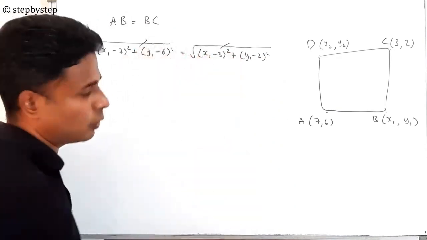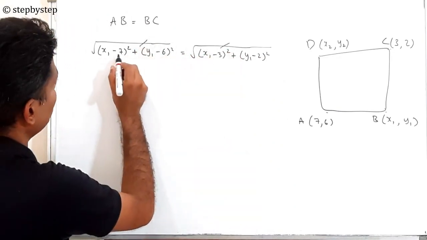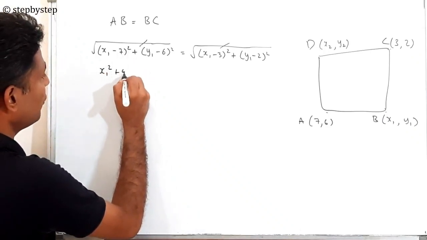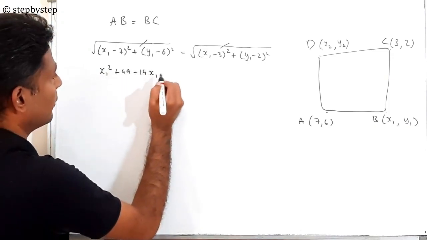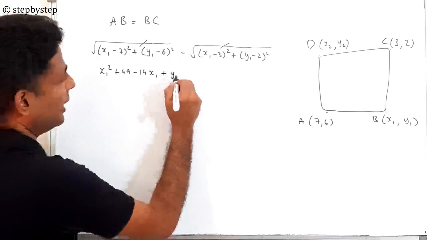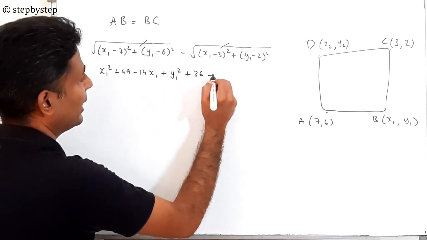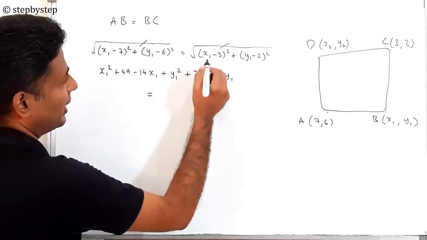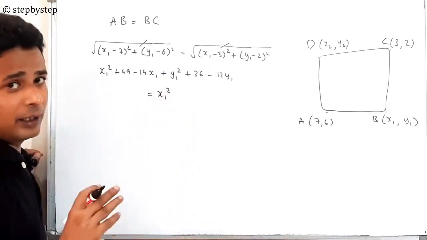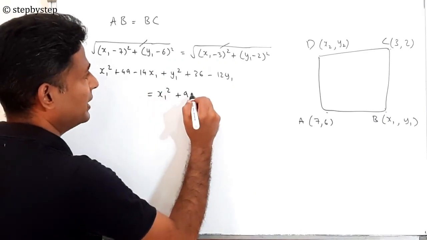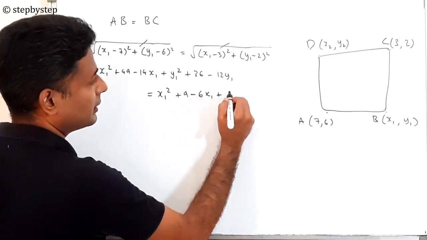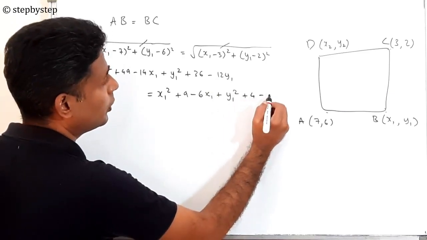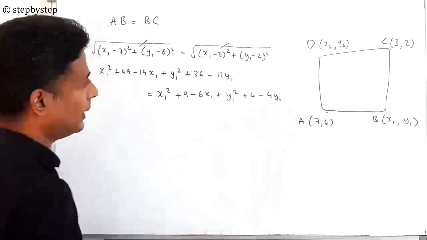Now squaring both sides, these two roots will get cancelled. What do I get? x1 minus 7 whole square, it's of the form a minus b whole square. So I'll get x1 square plus 49 minus 14x1, plus again this is of the form a minus b whole square, a square plus b square minus 2ab. So this will be equal to this x1 minus 3 whole square, again of the form a minus b whole square, a square plus b square minus 2ab, plus y1 minus 2 whole square, a minus b whole square, a square plus b square minus 2ab. Right?